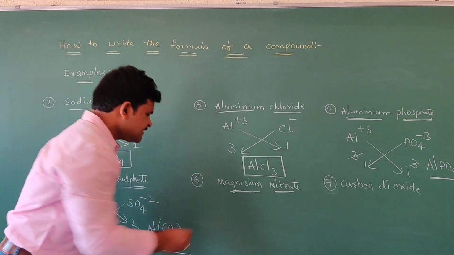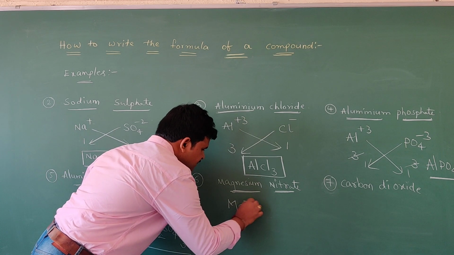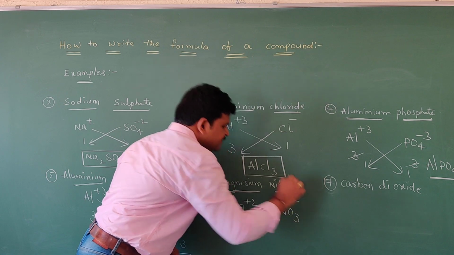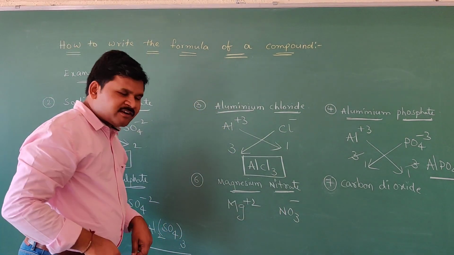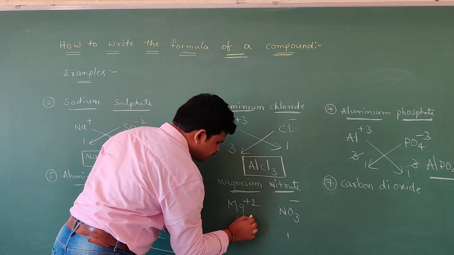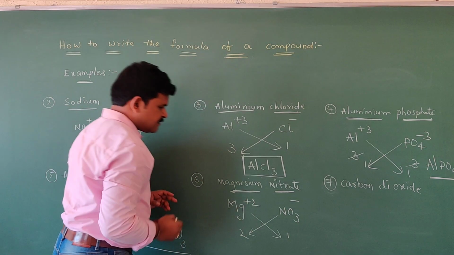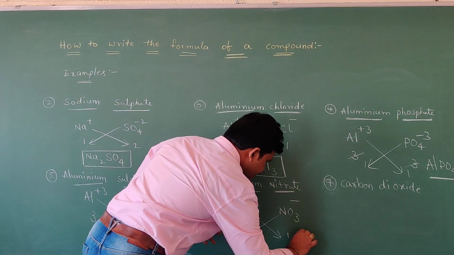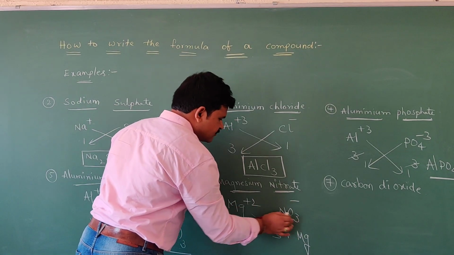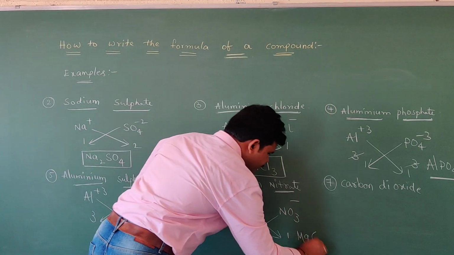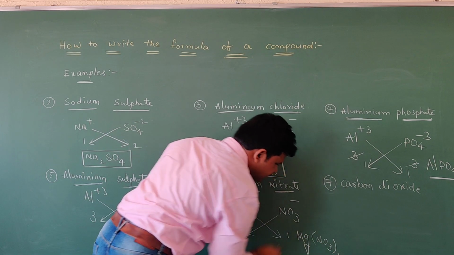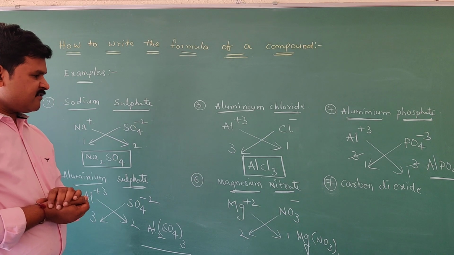Next, magnesium nitrate. What are the radicals in magnesium nitrate? Magnesium and nitrate. Magnesium is Mg+2, nitrate is NO3-. Next step, what do we write? Just the charges. Its charge is 2, its charge is 1. Can you guess the formula? Mg, only 1. NO3 is a group of atoms, so 2 groups of atoms, so we have to write a bracket. Mg(NO3)2. That is the magnesium nitrate formula.